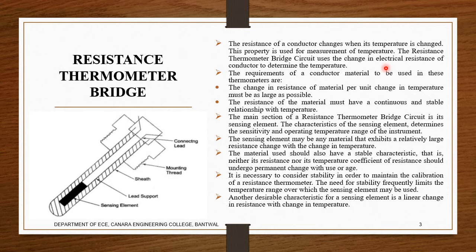So what are the requirements of the conductor material to be used here? The first one is that the change in the resistance of the material per unit change in the temperature must be large. What is that? When the temperature changes by just 1 degree Celsius, for example from 24 to 25 degrees Celsius, which is usually room temperature, I am taking it as an example.